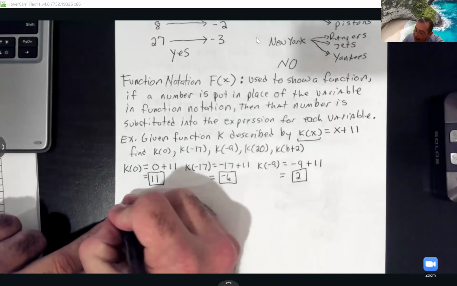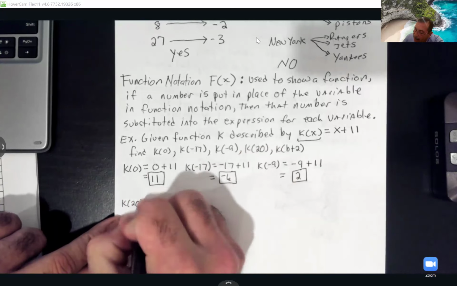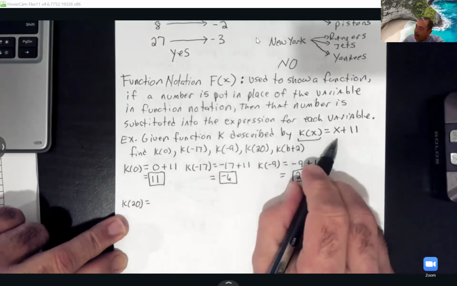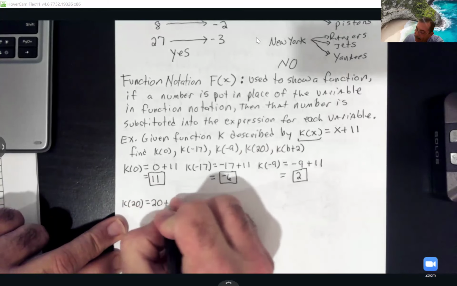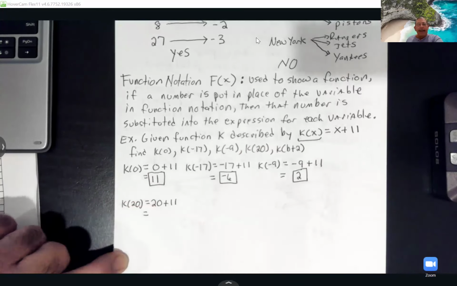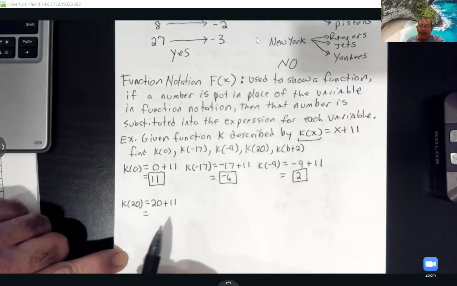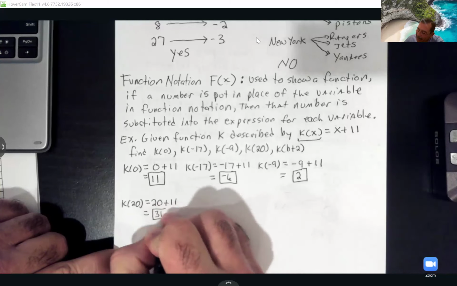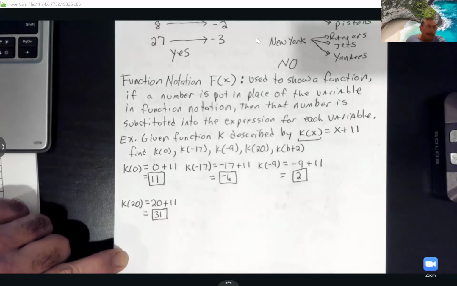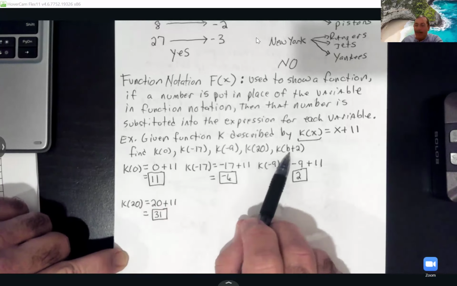K of 20. All right, so putting my 20 in, that's going to give me 20 plus 11. And adding positives, not too bad, right? So what's that give me? Looks like 31. But y'all, let's see what y'all do to this.